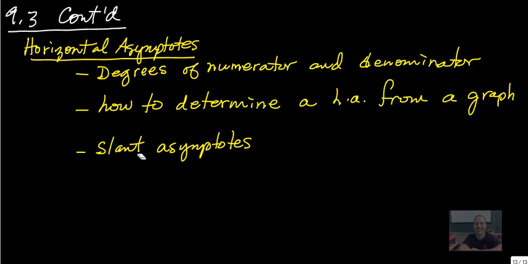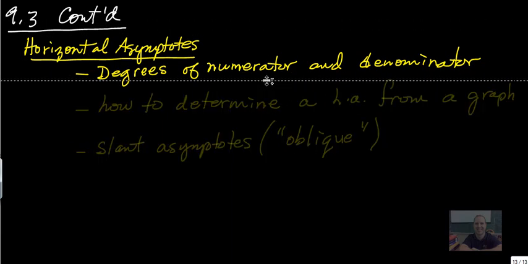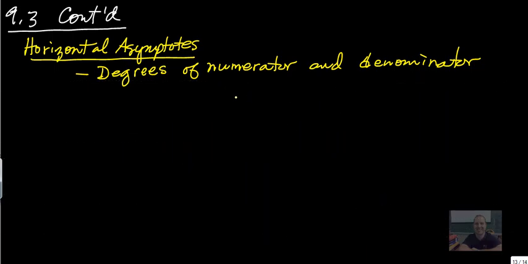And then I'm going to talk briefly about slant asymptotes, also called oblique asymptotes. So you might also see them as oblique asymptotes. That's a U. Not a very good U. Anyways, there we go. So let's begin. Make some space for myself here. Degrees of the numerator and the denominator. Let's go back to 9.3 in your textbook.